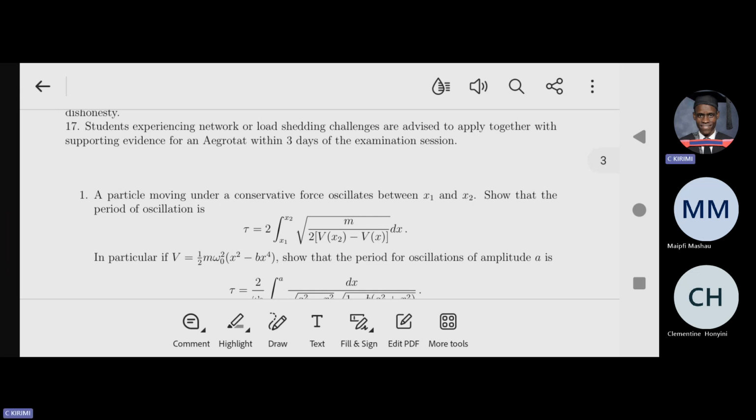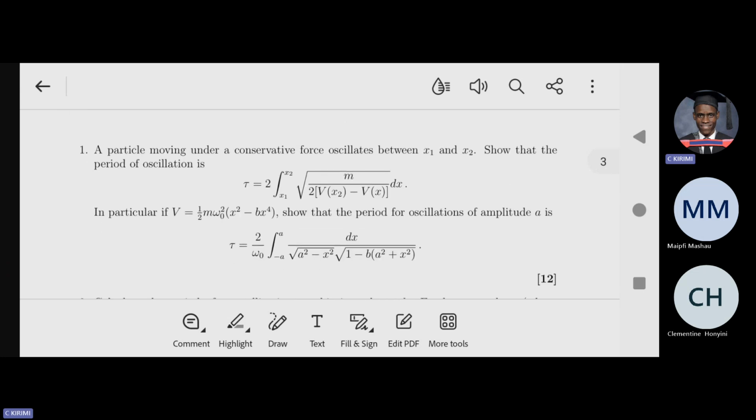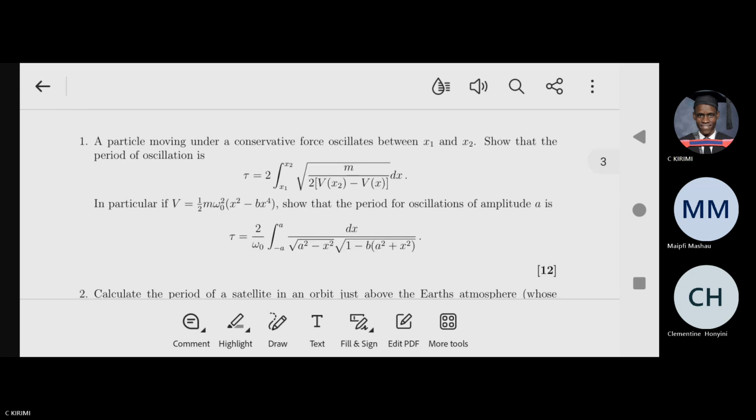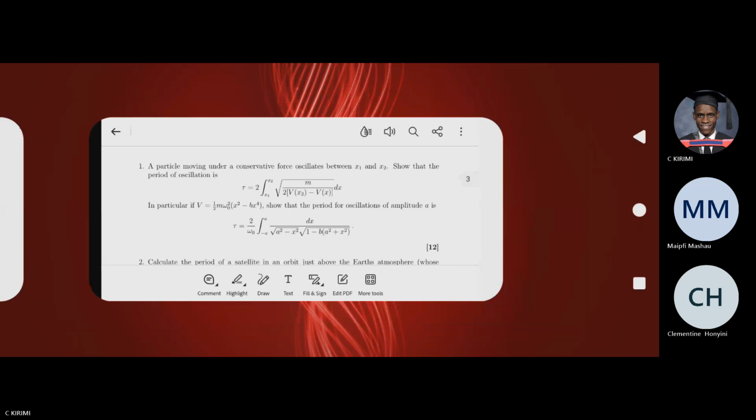In particular, if V is given by half omega naught squared x squared minus b x to the power 4, show that the period for the oscillations of amplitude A is given by that. So that's what we want to show in that part. Number one.